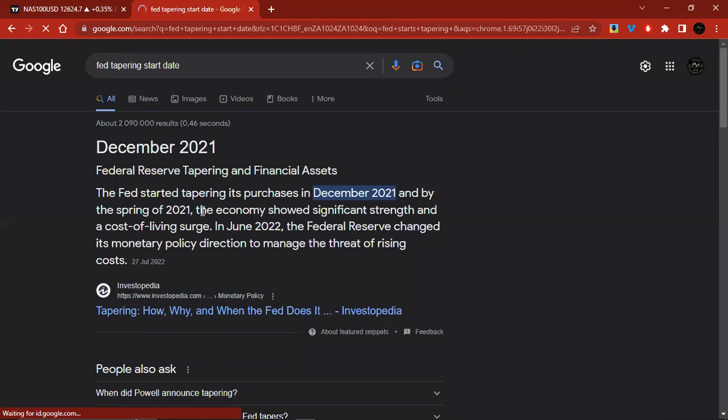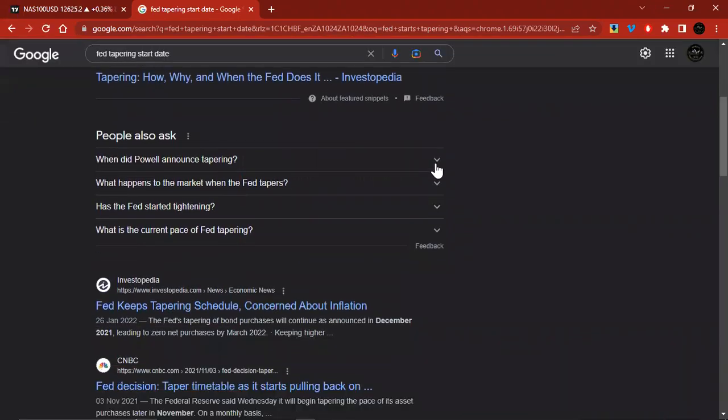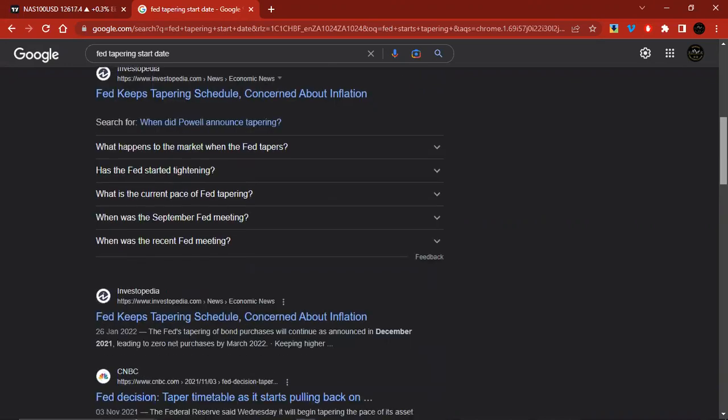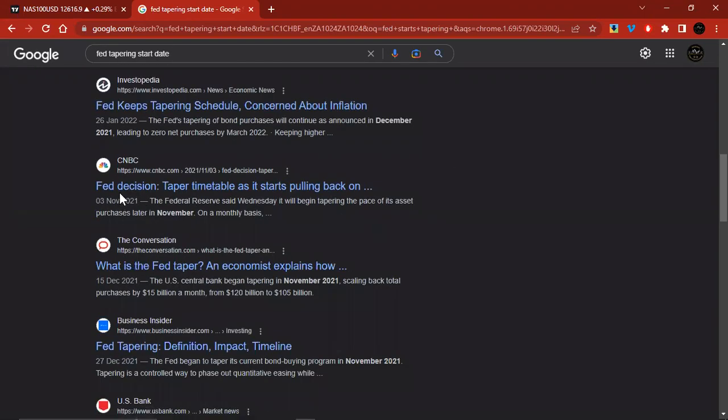The swing on the economy showed significant strength and a cost of living surge. When did Powell announce tapering? The Fed's tapering will continue as announced in December, leading to zero net purchases. What is the current Fed pace of tapering? That keeps the tapering schedule. Oh, no, this was on 3 November. Yeah, 3 November 2021.